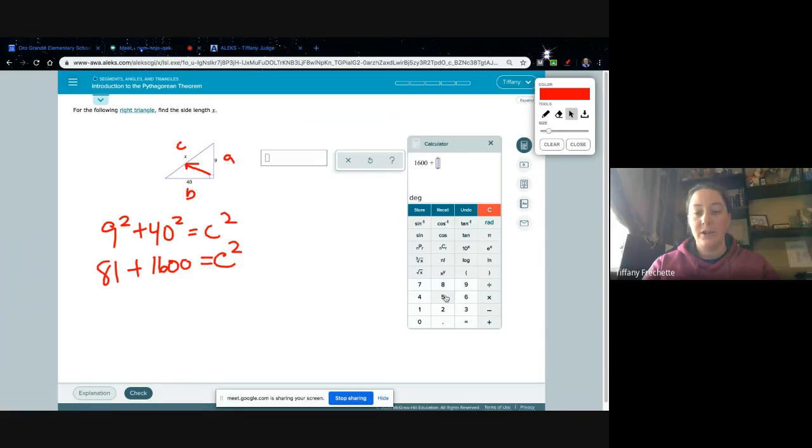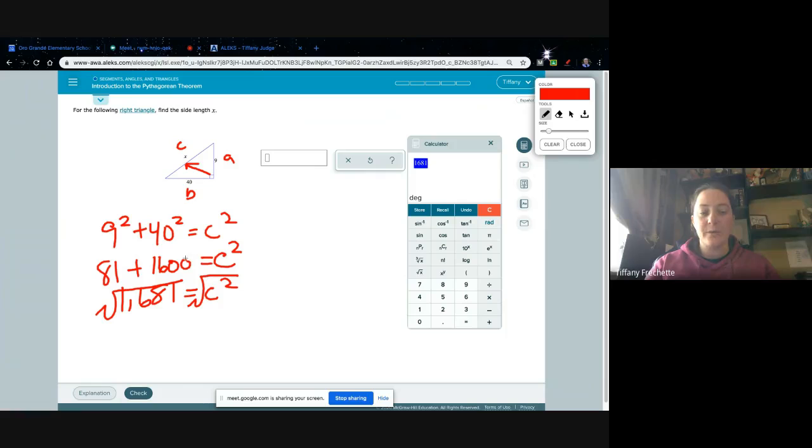We have 1600 plus 81. Probably not terribly hard to add together without a calculator here. So we have 1,681 equals C squared. Remember, I don't want C squared. I just want to know what C is. And in this case, C is our X. So I'm going to go square root.